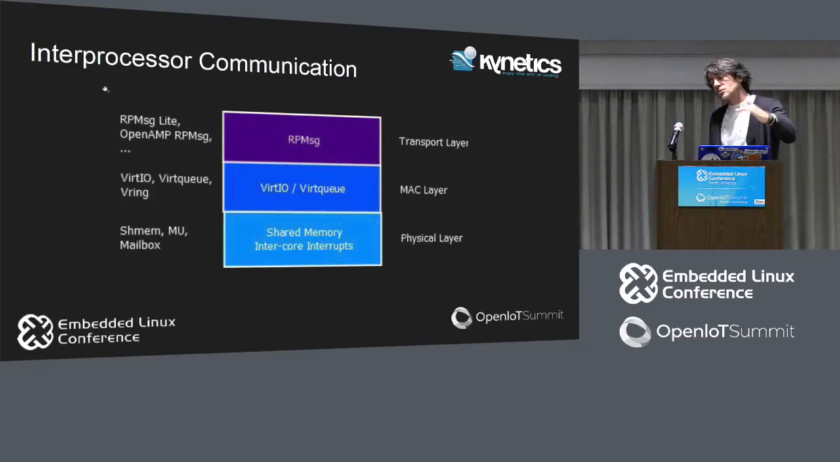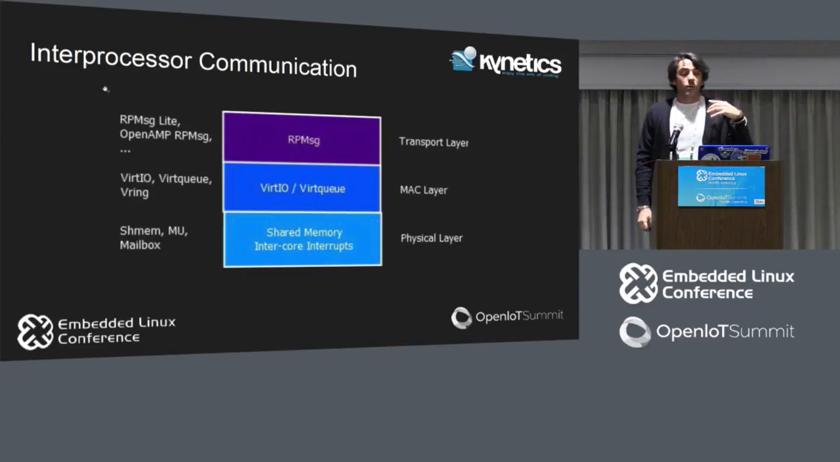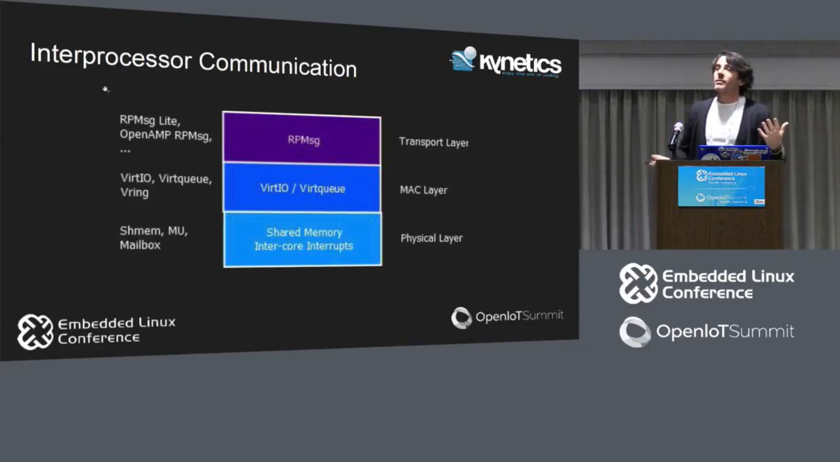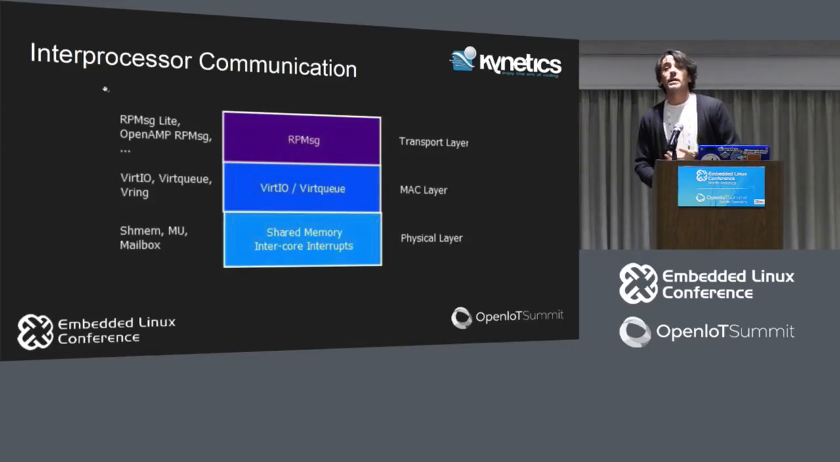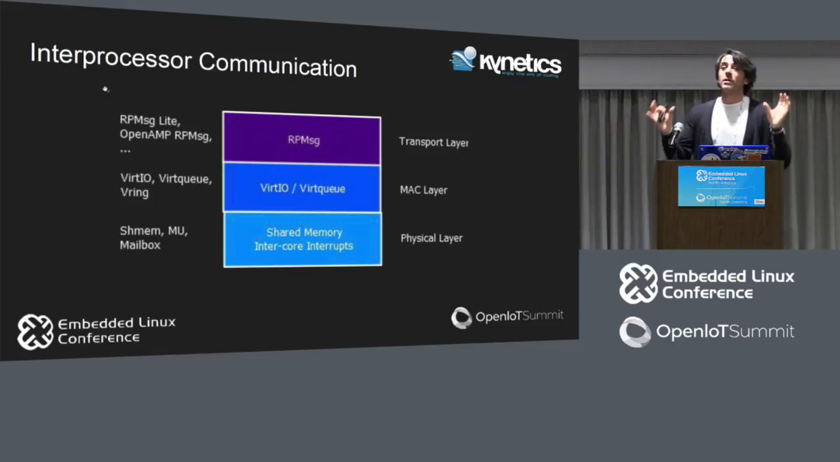And then we have finally the transport layer, where there is a driver and a device. It's called RP message. It's a framework. So basically OpenAMP, I don't know if you guys are familiar with OpenAMP. OpenAMP is providing frameworks for lifecycle and message management between different cores in an asymmetrical architecture.